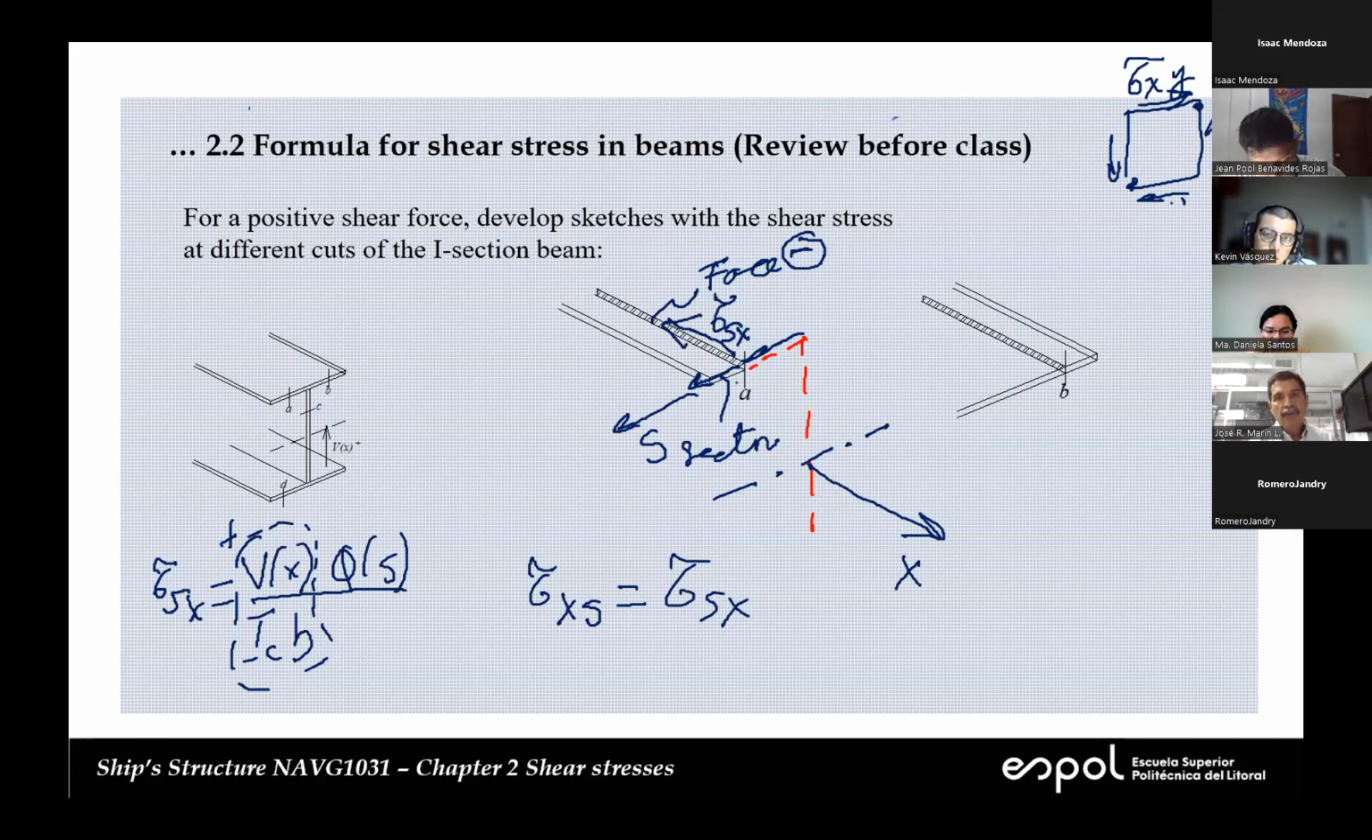People, you draw this in here. You do the same analysis, but considering a cut B. So on this cut, we have something like this. This is the web, this is the neutral axis, and this is the x-axis. I want you to analyze the shear stress on this cut and also on the other side of the cut XS. You tell me, does it point in that direction or in the positive X? And on here, does it point to the right or to the left?